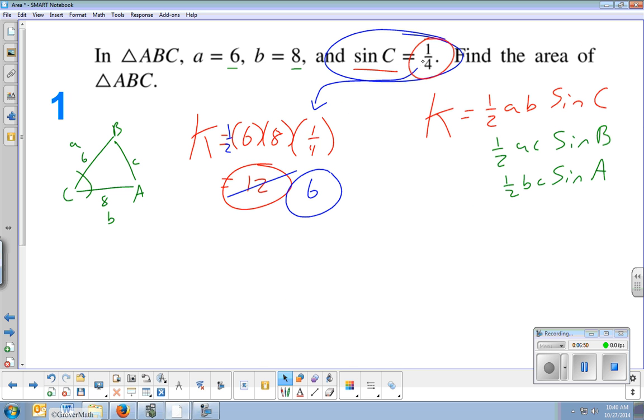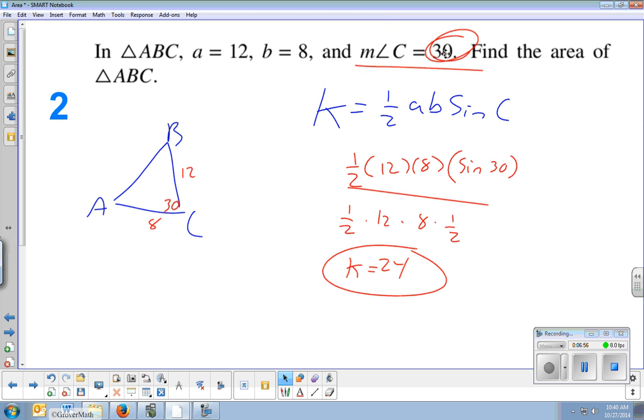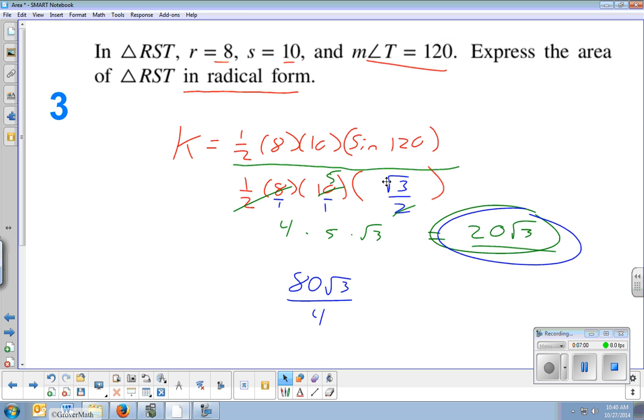It could be where they give you the ratio of sine, where you just plug in the number, and it's just numbers multiplied. Or they could give you angle C, where you can just simplify it. But if it ends up being something like rad 3 over 2 or rad 2 over 2, there's a good chance they're going to want it to stay in that radical form, and you may have to do the algebra kind of manually instead of with a calculator.